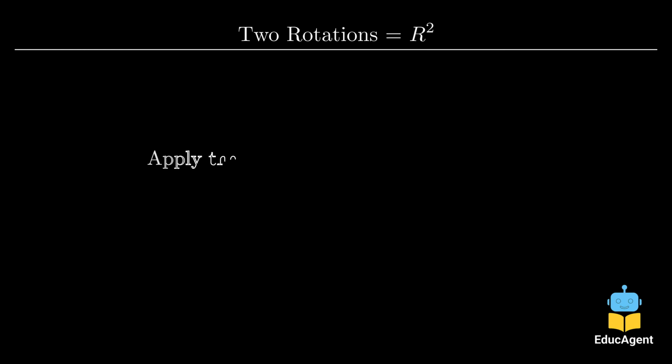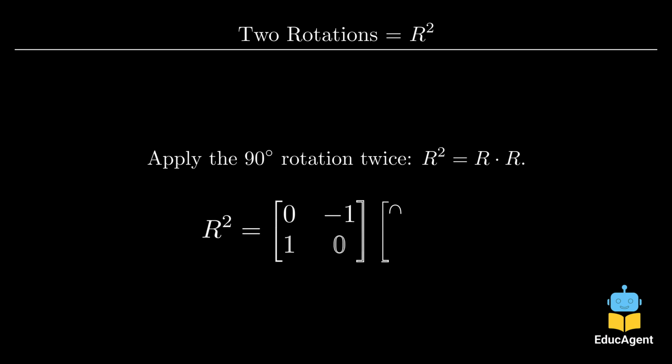Now, we apply the same rotation 2 times in a row. Algebraically, that's the matrix product R squared. We multiply these two identical matrices entry by entry.